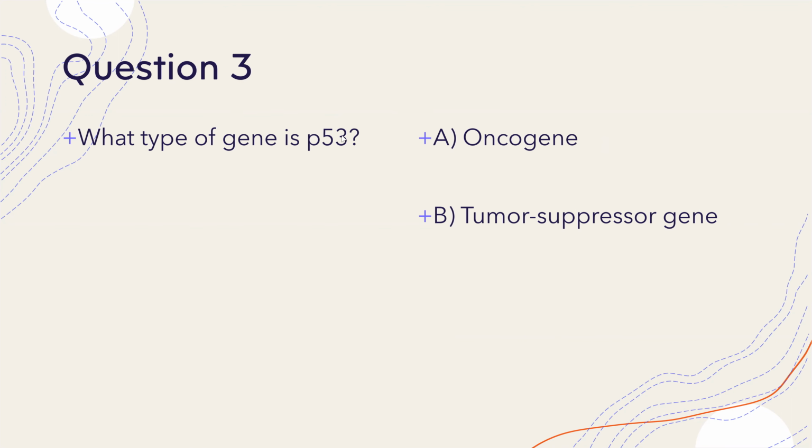And P53 is a tumor suppressor gene, because it is a checkpoint gene that serves to slow down the cell cycle and make sure that everything is correct before moving on. When mutated, it can't suppress the tumor formation or the cell cycle anymore. And so that's why it's considered a tumor suppressor gene.